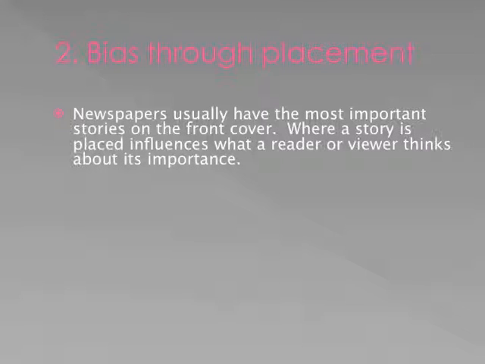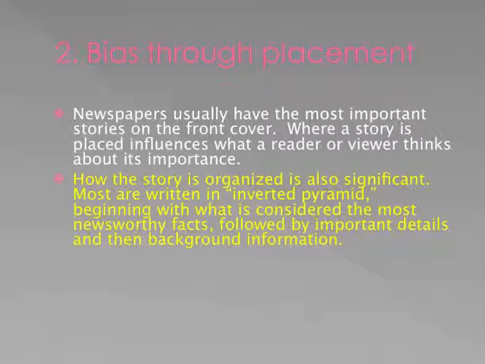Here's number 2, bias through placement. And this is interesting. A lot of times we, and even I, forget about this type of bias. But typically, most people know that newspapers have the most important story on the front cover. And on the front page, if you make front page news, that's pretty important. And some of the more insignificant stories are found in the back. But what you might not know is that a story, one article, is also organized in a biased sort of way. Most stories are written in an inverted pyramid, beginning with what is considered the most newsworthy facts, followed by important details, and then background information.